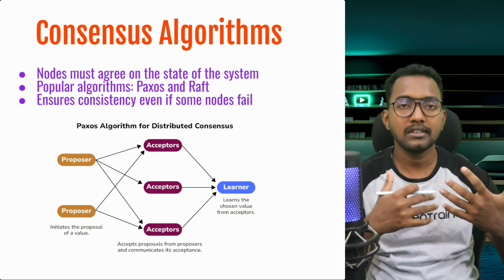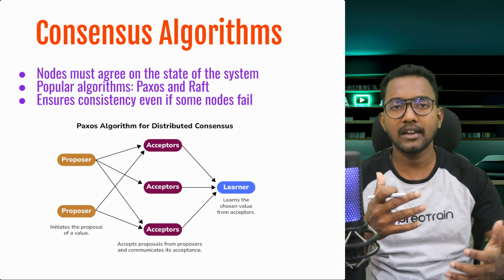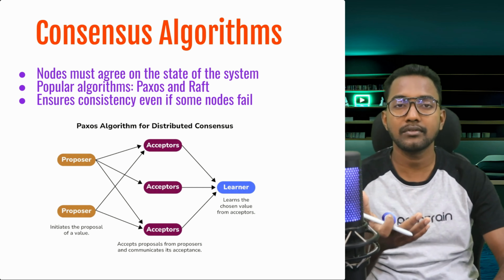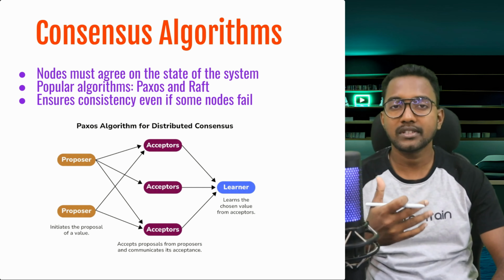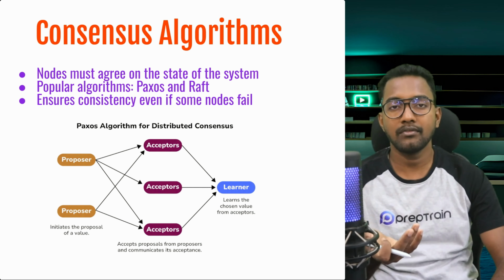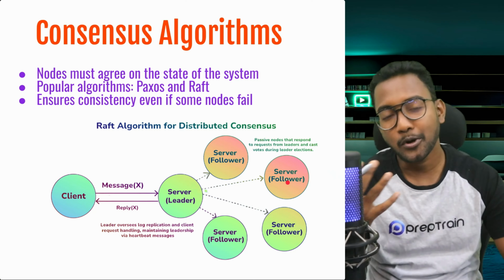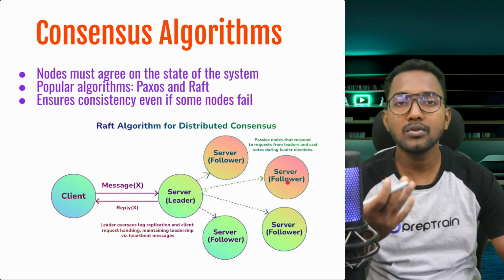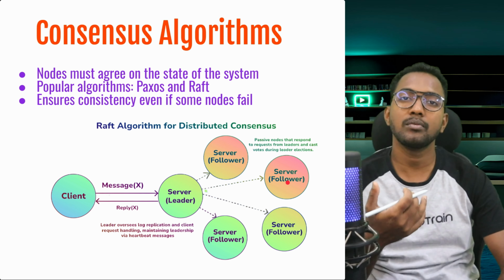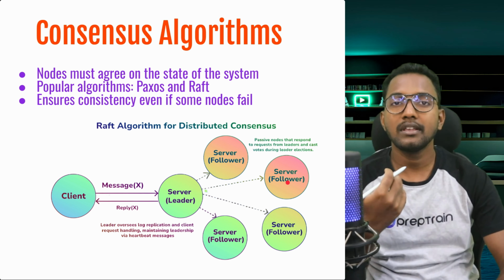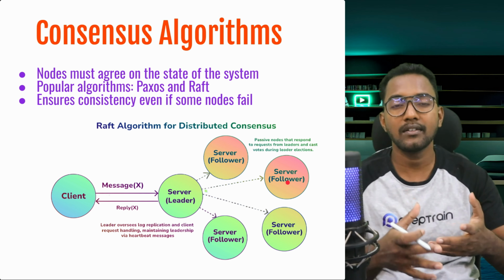Paxos is one of the earliest and most well-known consensus algorithms, and it is designed to maintain consistency even in the face of failure or delay. Paxos ensures that even if some nodes crash or deliver incorrect information, the system as a whole will still reach the correct consensus. Raft is a newer consensus algorithm that is often used in modern distributed systems. Raft is designed to be more understandable and easier to implement than Paxos while still providing the same high level of consistency and fault tolerance.